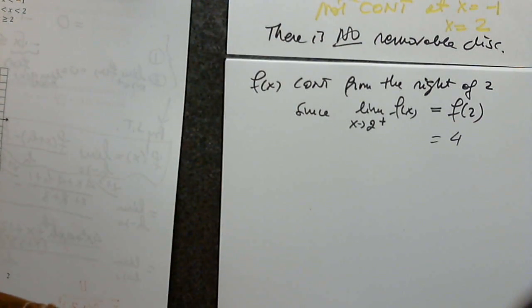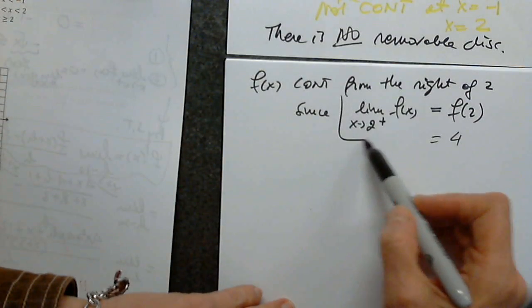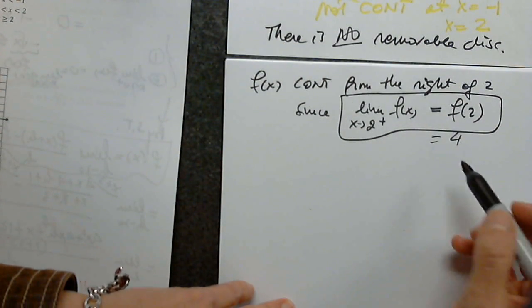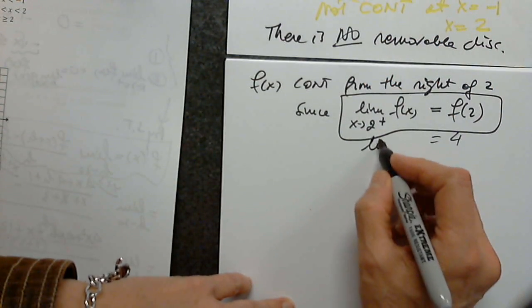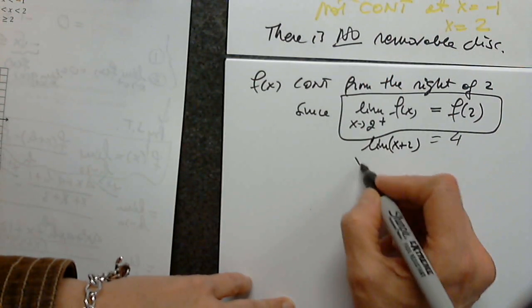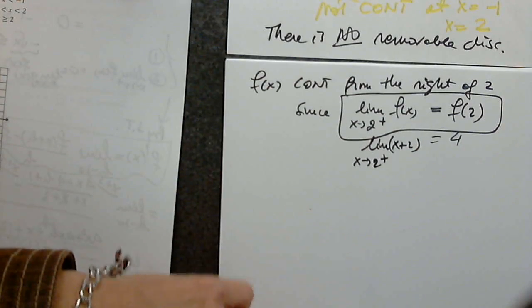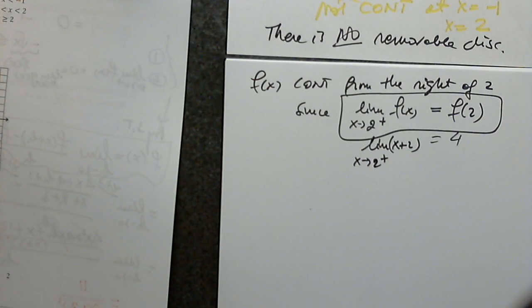So we have to write f of 2. It's fine if you just write the limit of f of x, which is x plus 2. You can write that too. X plus 2 as x approaches 2 from the right is 4. I'm fine with either one.